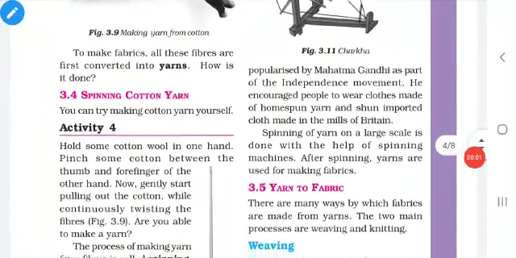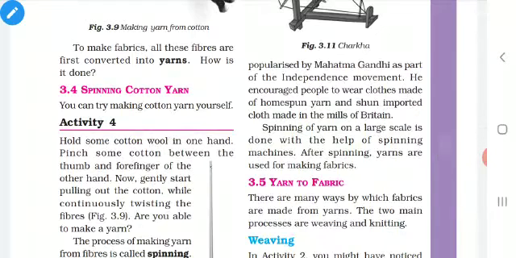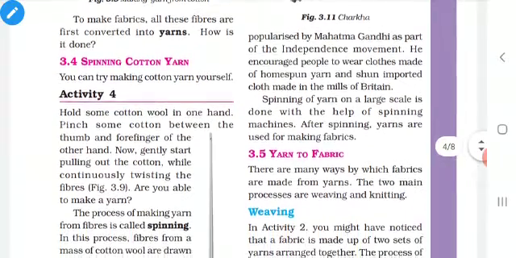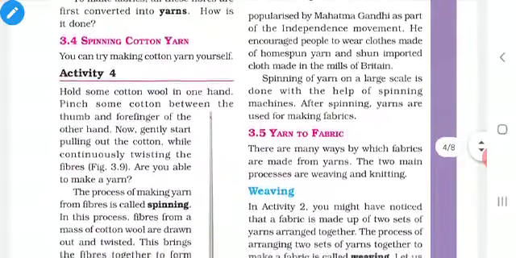Dear children of grade 6, welcome to the science class. Before starting today's class, let us recall what we have learned in the previous class. In the previous class, we learned about the plant fibers, cotton and jute. In this class, we are going to see topics 3.4 and 3.5, that is, spinning, weaving and knitting.